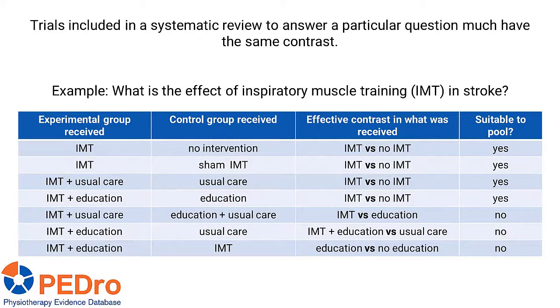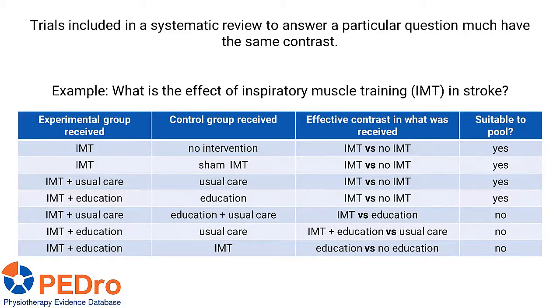Another time that the comparator comes up as a crucial issue is in systematic reviews. For example, if you were running a systematic review looking at what's the effect of inspiratory muscle training in stroke, there are certain trials that you could put in and other trials that you couldn't put in depending what the comparator is. So inspiratory muscle training could be compared to no intervention, could be compared to sham IMT. You could have inspiratory muscle training plus usual care or guideline directed care versus guideline directed care only. You could have inspiratory muscle training plus education versus education only.